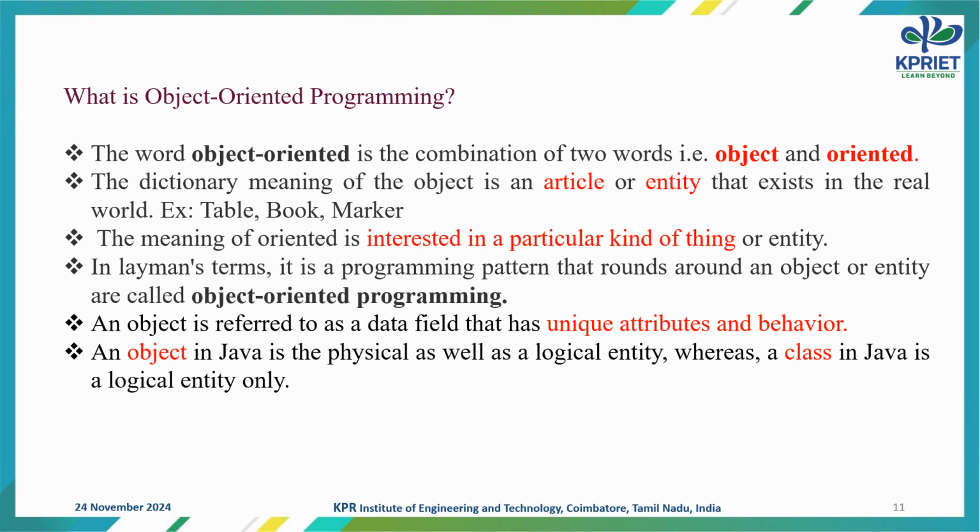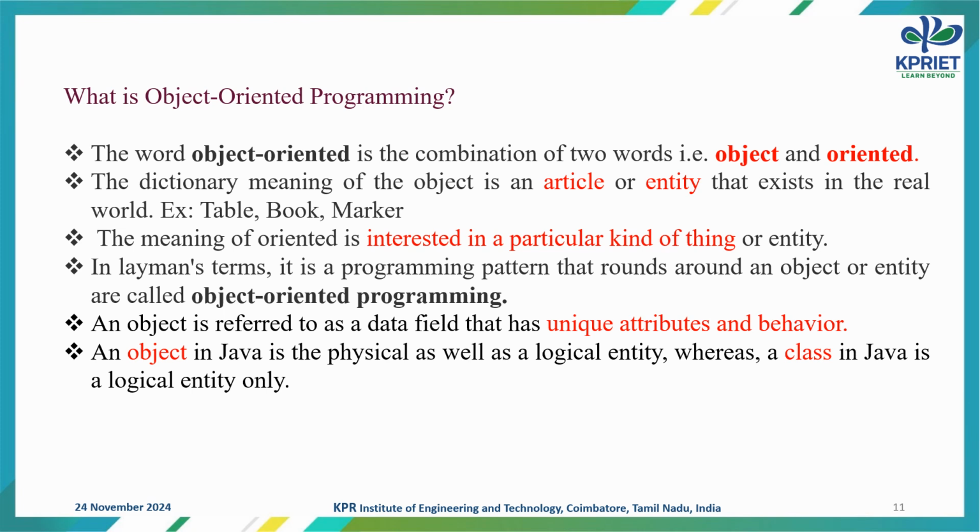So we are going to take one object and define why we are depending on the object, that is object oriented. In layman's terms, it is a programming pattern that revolves around an object or entity, called an object-oriented program. An object refers to a data field. Whatever object we are taking must have some unique attributes, and those attributes depend on some behavior, right? So it will have attributes and behavior. An object in Java is a physical and logical entity, but a class is only a logical entity.